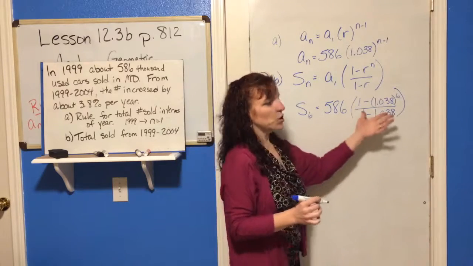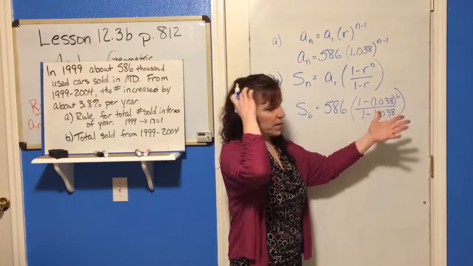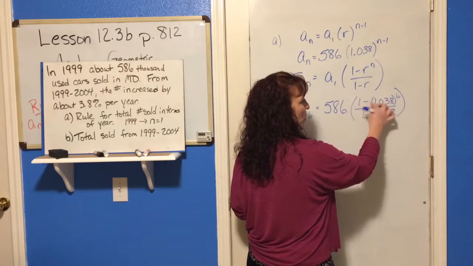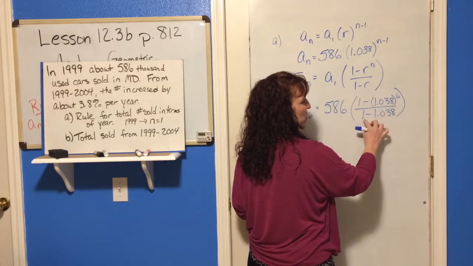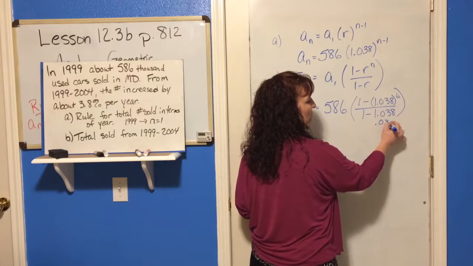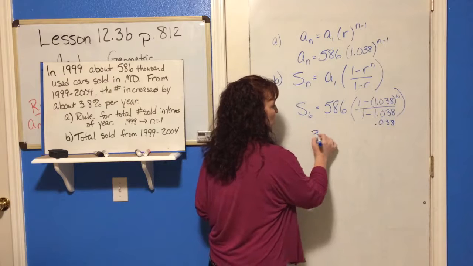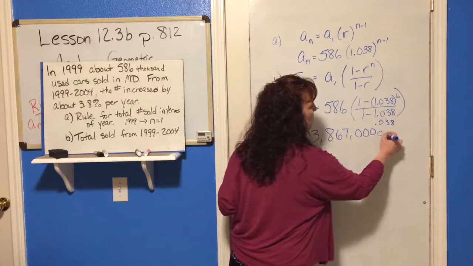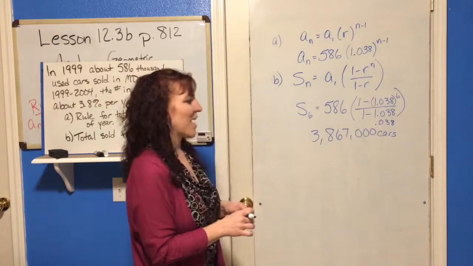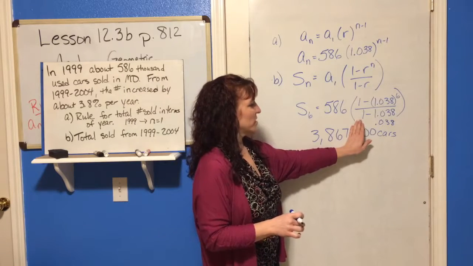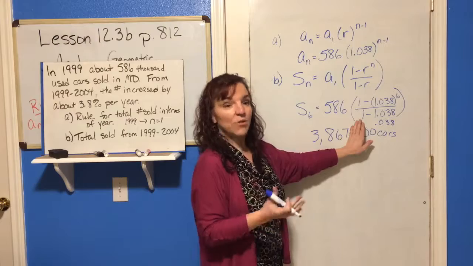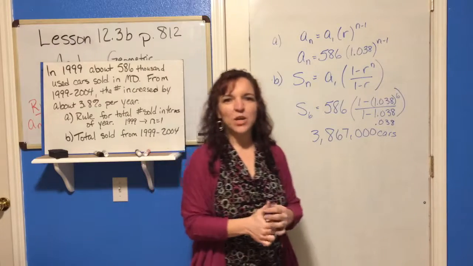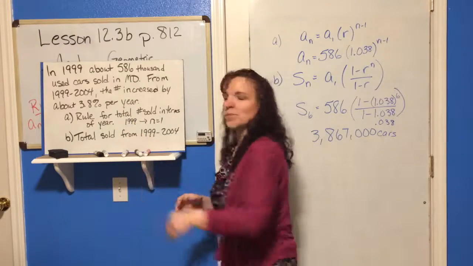And this I'm going to leave to you and your lovely calculators. I will promise you that my answer is right because I worked it and worked it and worked it. All right, you're going to take this to the 6th power. And then you're going to take 1 minus what you got there. And then you're going to divide it by, well, 1 minus 1.038 just gives you the 0.038. So divide by that on the bottom. And you should end up with 3,867,000 cars. Because remember, this is the answer I got, 3,867, and remember, our answer is in thousands. All right? No problem. So that's how you actually use those formulas in your word problems. See you next time.